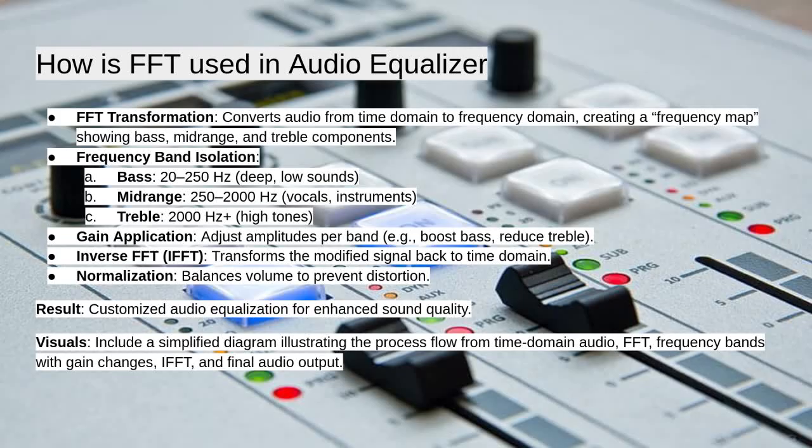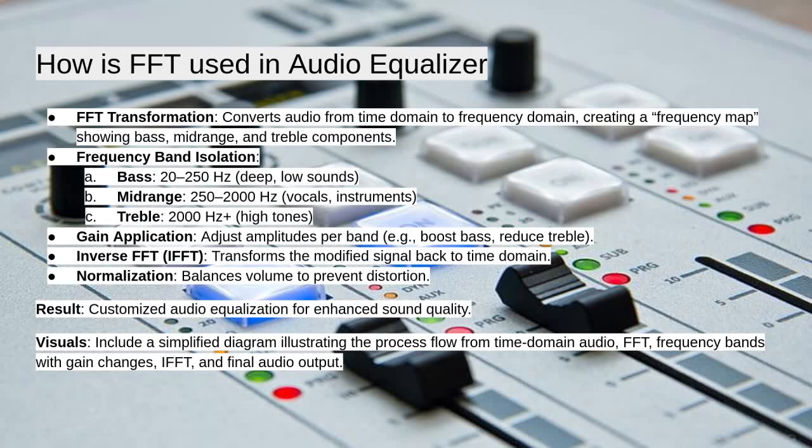Here's how it works. The first step is FFT transformation. Using FFT, we convert the audio from the time domain to the frequency domain. This gives us a new representation. Instead of showing amplitude over time, we now have amplitude values for each frequency. Think of it as a frequency map of the audio, where we can see the bass, mid-range, and treble components distinctly.